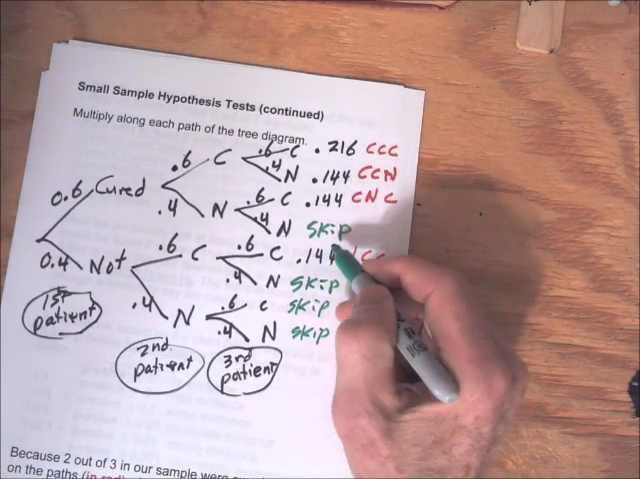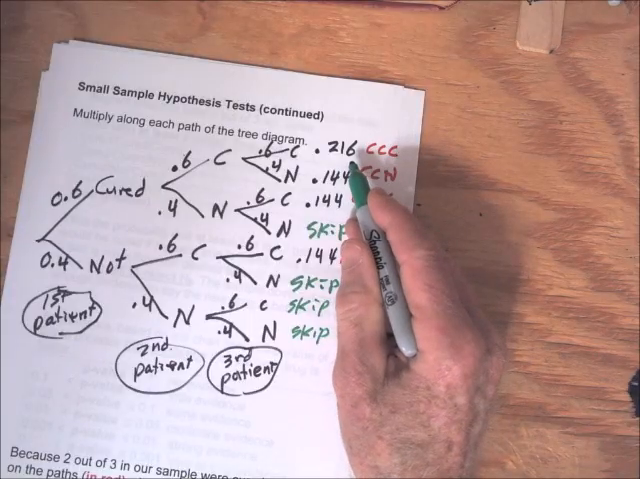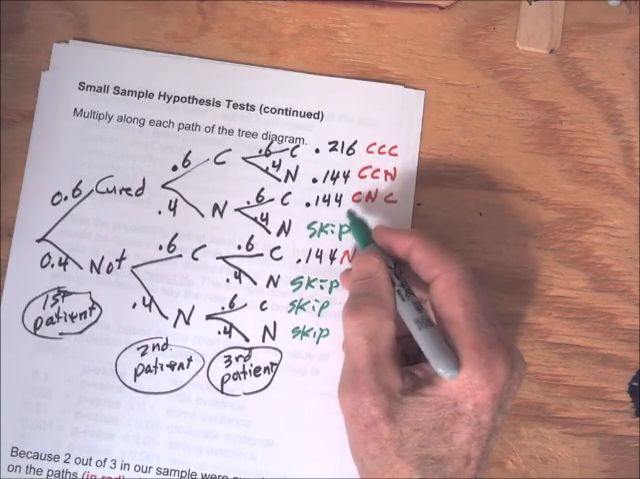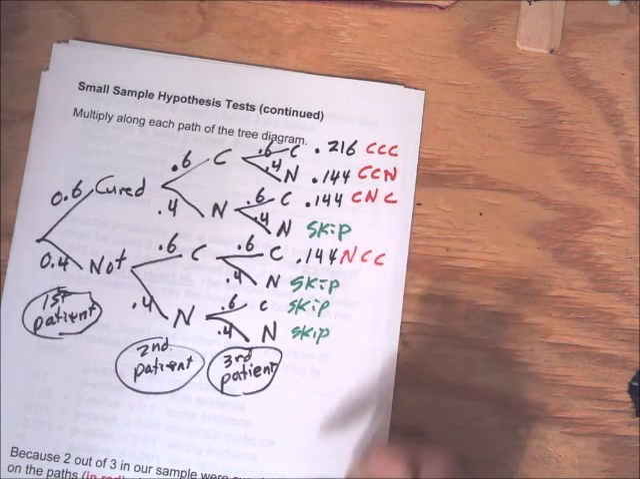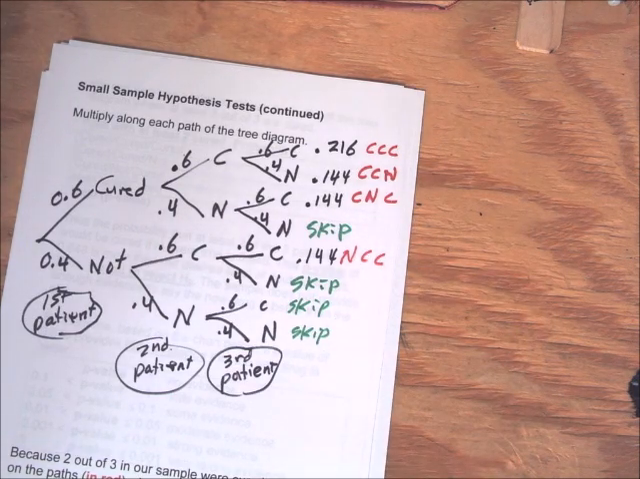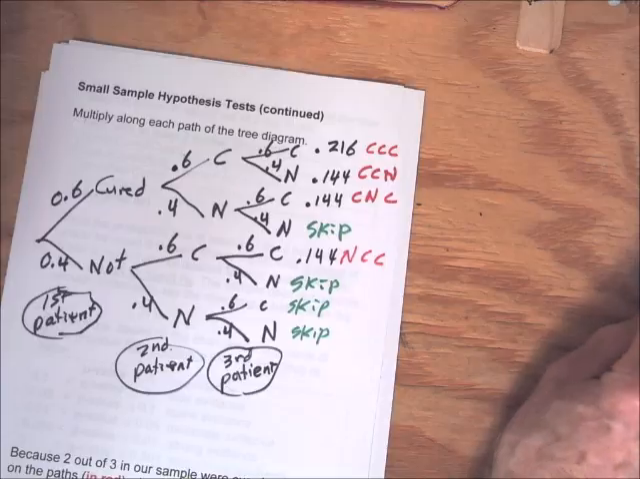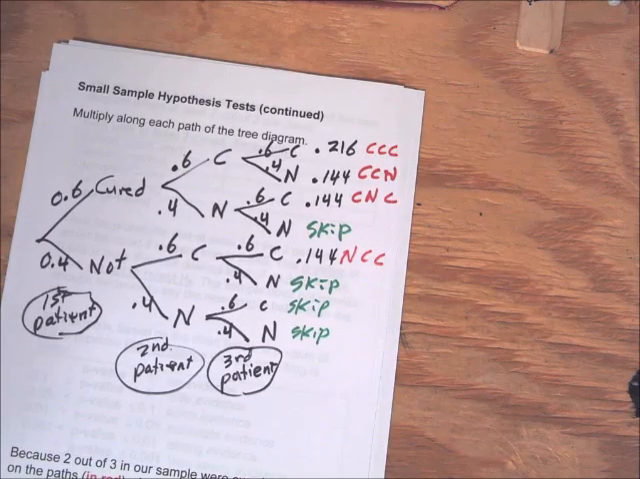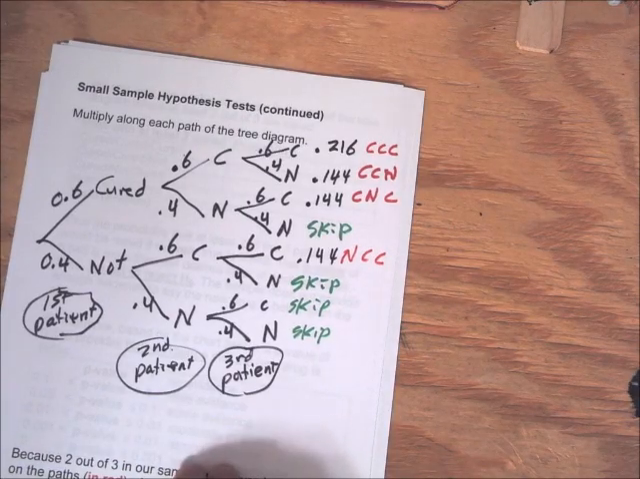So if we add up these probabilities here, 0.216 plus 0.144 plus 0.144 plus 0.144, it gives us a p-value of 0.648. That's a pretty high p-value. Usually you want your p-value to be small, usually less than 0.05. Because this means we have a 65% chance of getting a result this extreme if H naught is true. And so that's a pretty high chance of getting that.